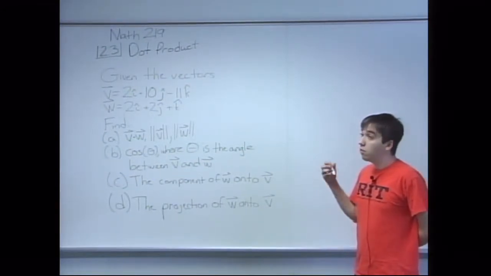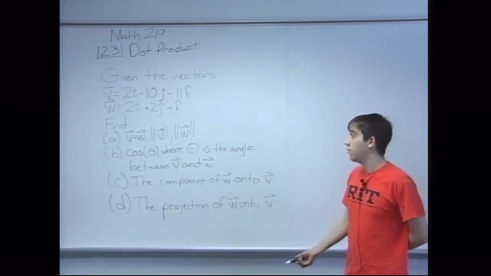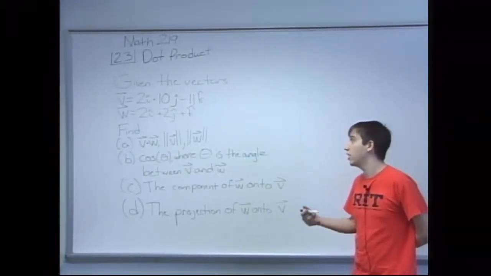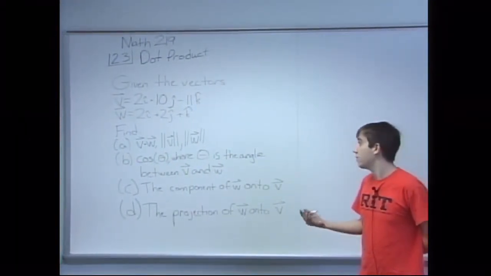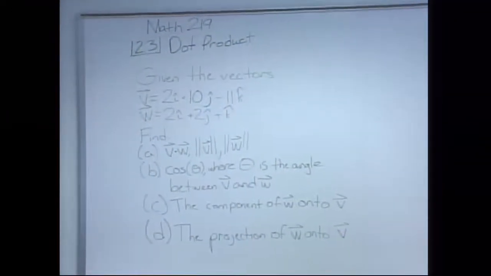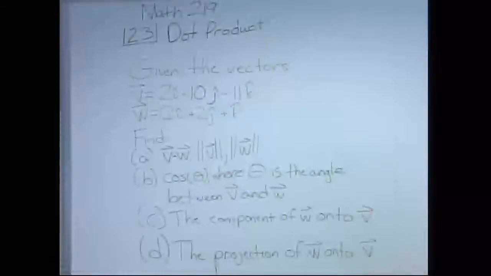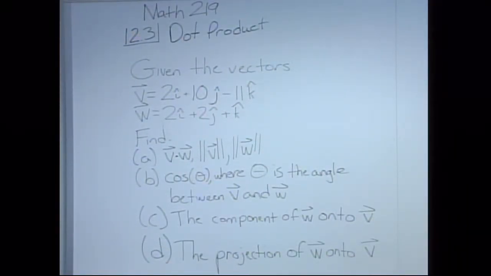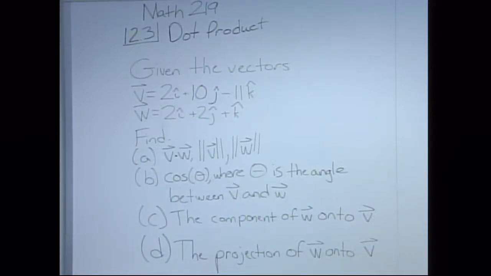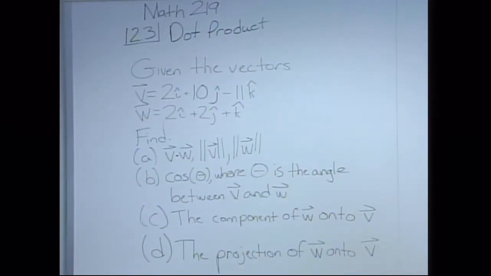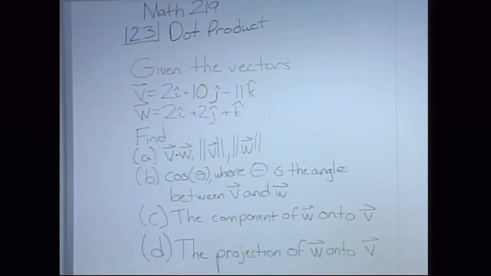Given these two vectors, v, which is equal to 2i hat plus 10j hat minus 11k hat, and w, which is equal to 2i hat plus 2j hat plus k hat, we're going to find a couple of different quantities: the dot product of the two vectors, the magnitude of vector v, the magnitude of vector w, the cosine of the angle between those two vectors, the component of vector w onto vector v, and the projection of vector w onto vector v. At this time, if you want to pause the video and give it a shot, go ahead and do so now. And when you unpause the video, I will solve the problem myself.